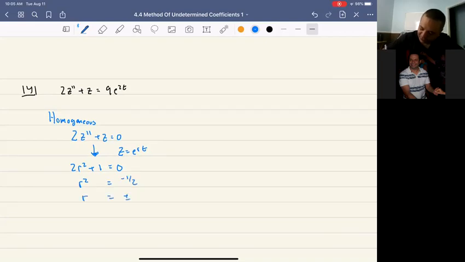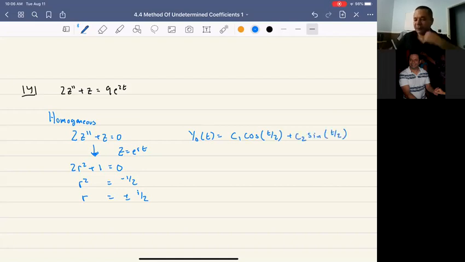R equals plus or minus i divided by 2. So our homogeneous solution, y0 of t equals c1 cosine t over 2 plus c2 sine t over 2. Okay? Now we have to look for our particular solution.